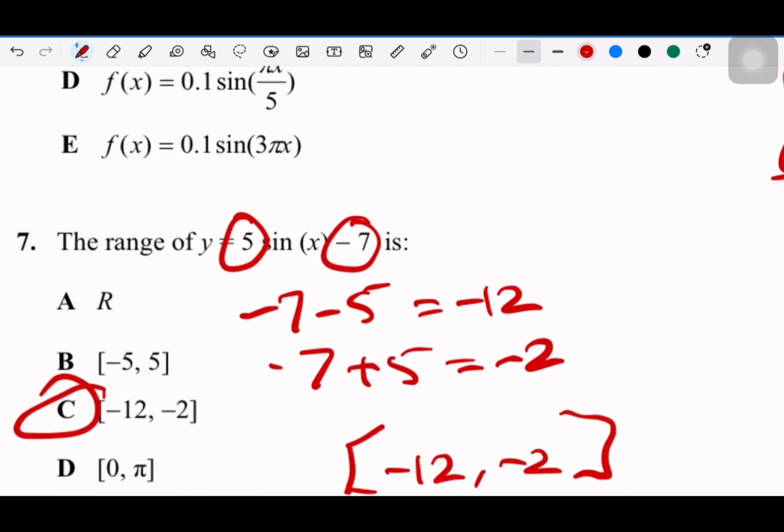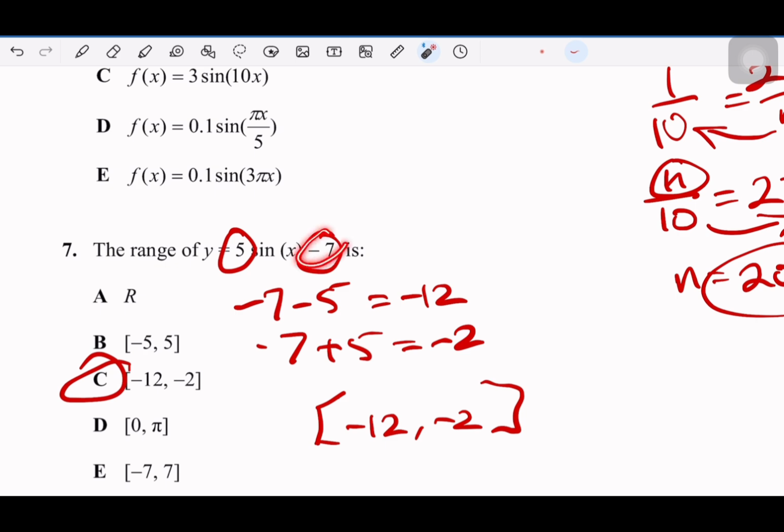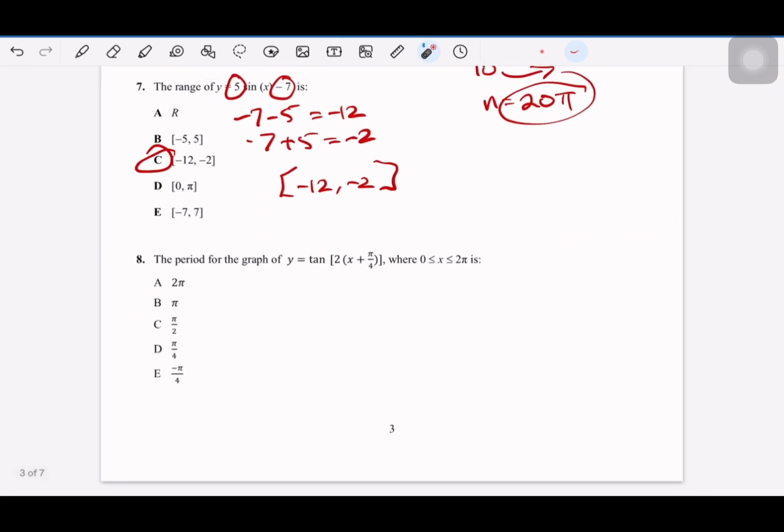Also, be careful not to switch these two around. It's not 5 minus 7. It's always going to be this number, the vertical shift, minus and plus the coefficient of sine, I guess.